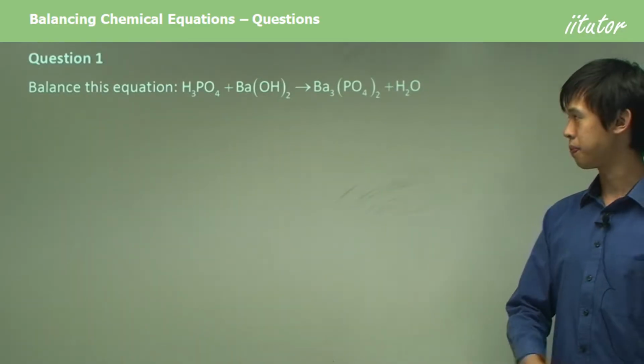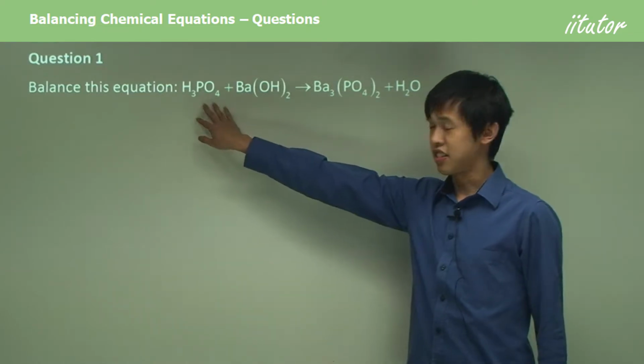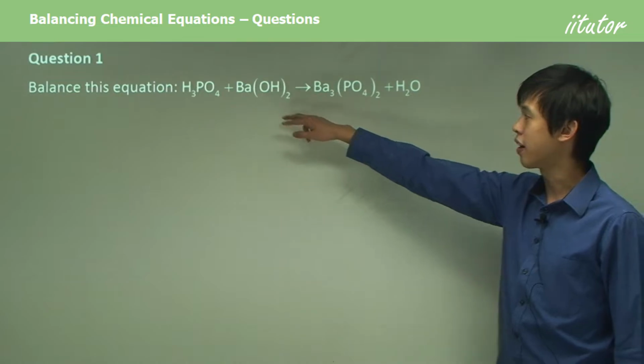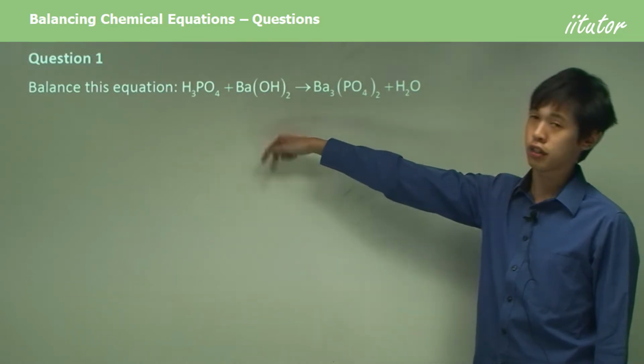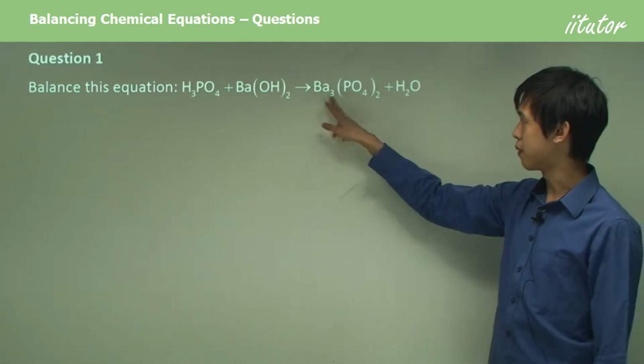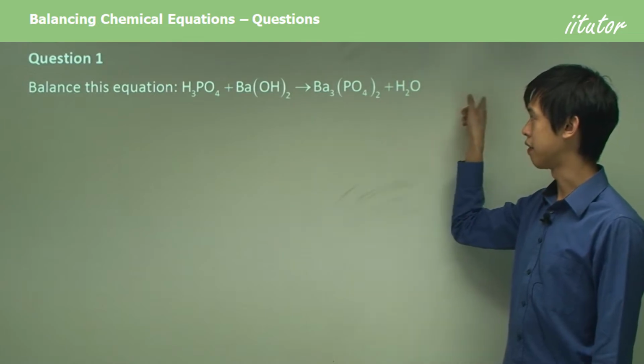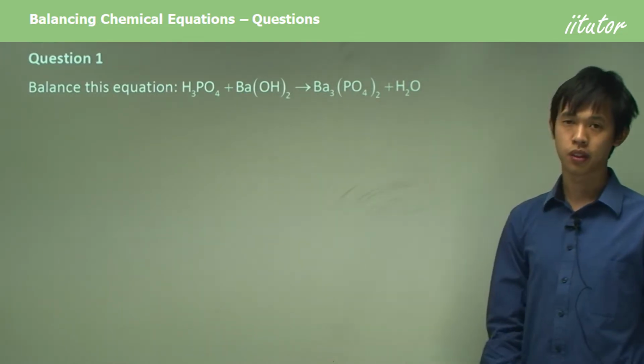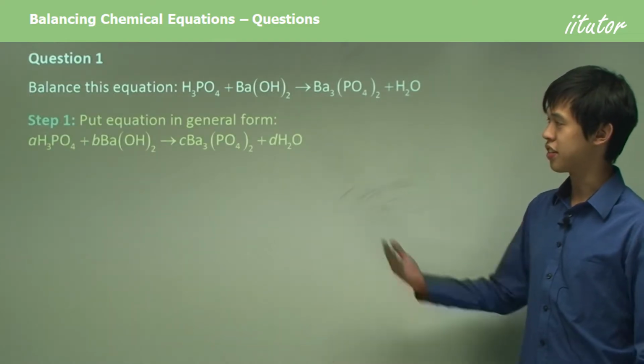So here's a complex one. This is phosphoric acid, so H3PO4 plus barium hydroxide, which is Ba(OH)2, goes to form barium phosphate, Ba3(PO4)2 plus H2O, okay? So put the equation in general form.